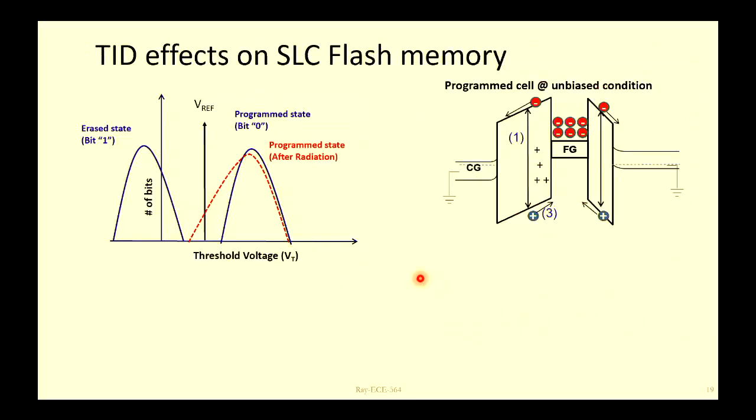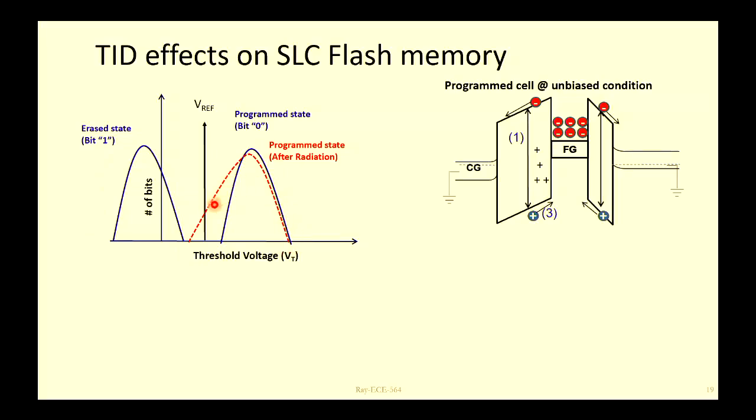Okay, I think to answer your question here, you talked about program cell. If you look at the threshold voltage distribution, this blue distribution is before radiation. Looking at this distribution, what type of memory is it? It is SLC memory, single bit per cell. If it is an erase cell, this will be the distribution, logic 1. If it is a program cell, this will be the distribution.